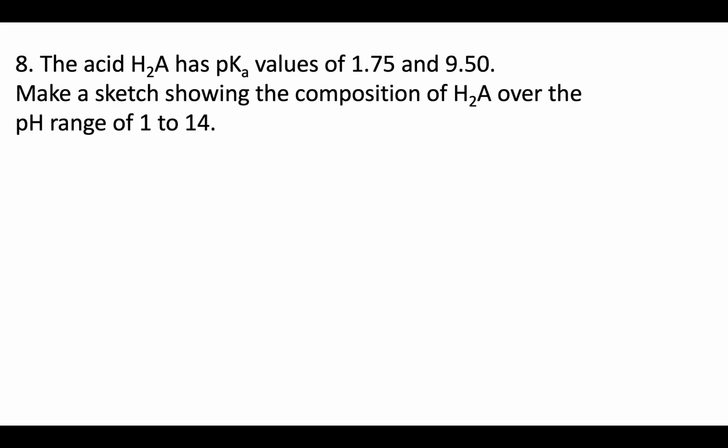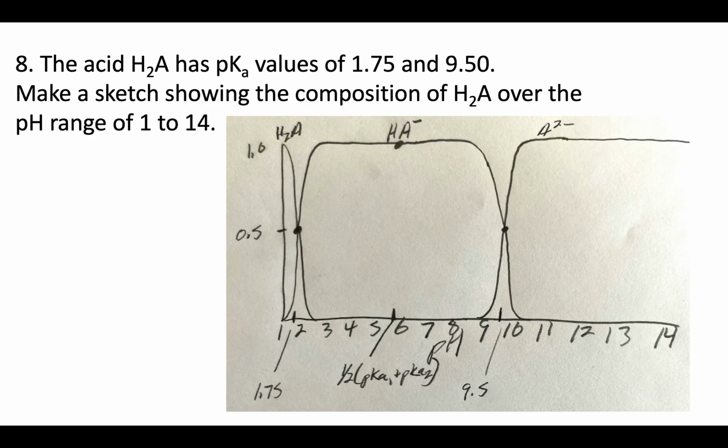Here we have the acid H2A, with various pKa values listed. This would be the sketch that I would make. I know that I have a 50-50 between H2A and the conjugate HA minus at that first pKa value, and a 50-50 in the composition at the second pKa value. The greatest amount of HA minus is at the halfway point between the pKa values.